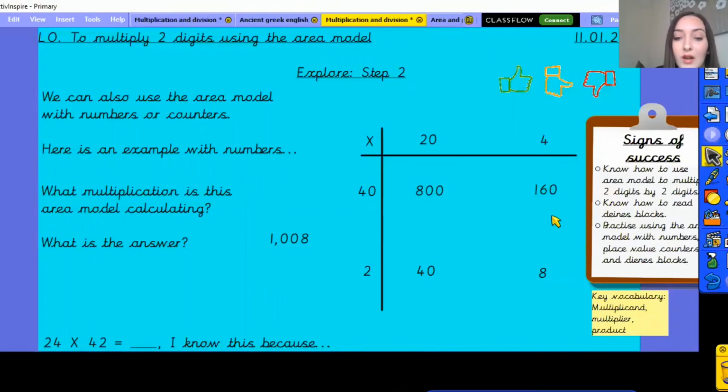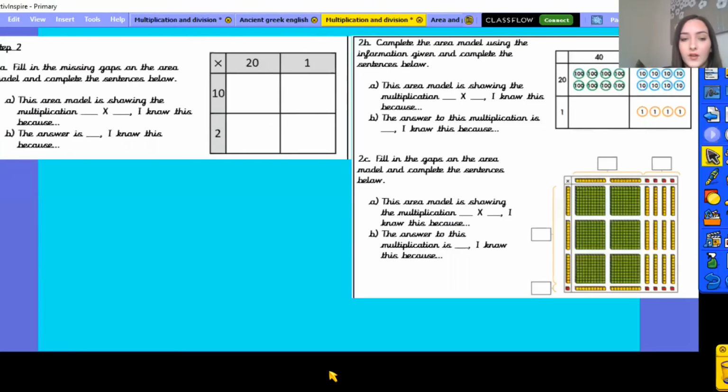So well done if you had a go at that, okay? Okay, so now that I've taught you the step 2 input, I'd like you to pause the video and have a go at step 2 of the worksheet.